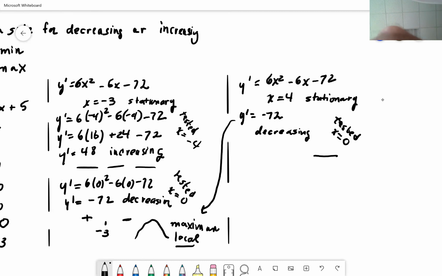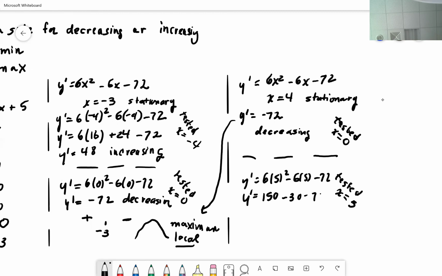And now we're going to test to the right of 4. What number do you want to test to the right of 4? What's a number to the right of 4 that we can test to check the behavior of the derivative? 5. Why would you pick 100, for example? That works, but it's too far off. We want to see the sign here. So 6 times 5 squared minus 6 times 5 minus 72. y prime is 25 times 6, that's 150, minus 30 minus 72.